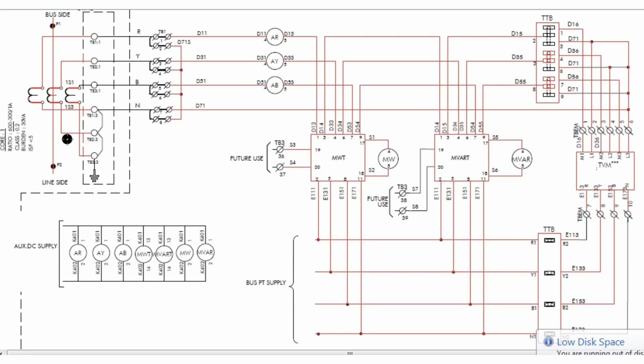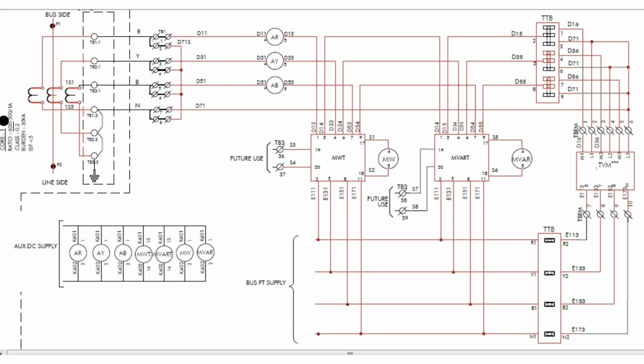Hello friends, today I will discuss the CT wiring diagram for the metering circuit in the CRP panel. In this diagram you can see the CT wiring diagram shown for the metering circuit. Here the CT ratio is 600 by 300 by 1.